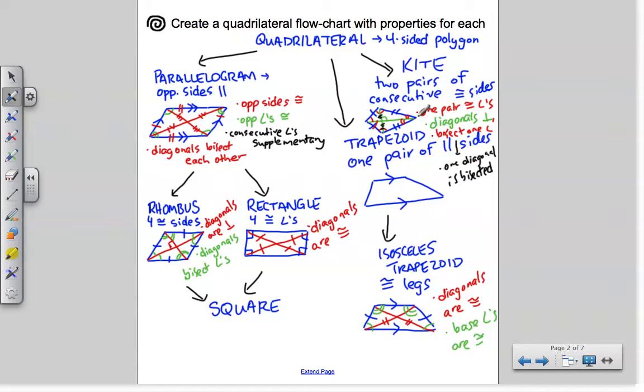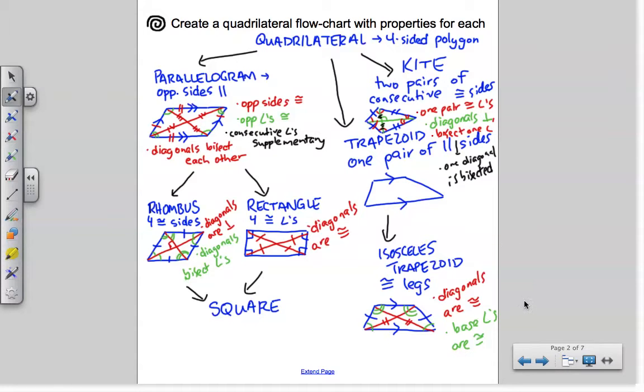So sorry for the mess. But from quadrilateral, this is a crazy flowchart. We got all the properties of all these special types. We had parallelograms, and under that, rhombuses and rectangles, which together make a square. We had trapezoids and isosceles trapezoids, and we have kites. Okay, and we got all their special properties listed in this nice little flowchart.